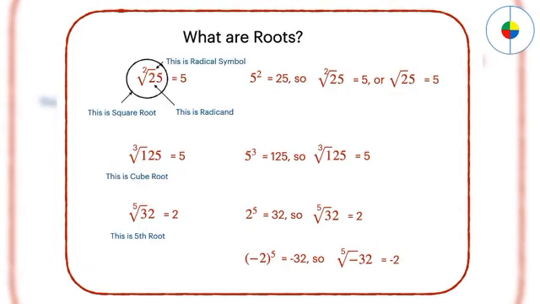A root is the exact opposite of a power. 5 to the power of 2 is 25, so the square root of 25 is 5. 5 to the power of 3 is 125, so the cube root of 125 is 5. 2 to the power of 5 is 32, so the fifth root of 32 is 2.